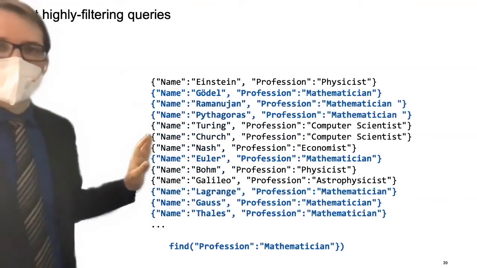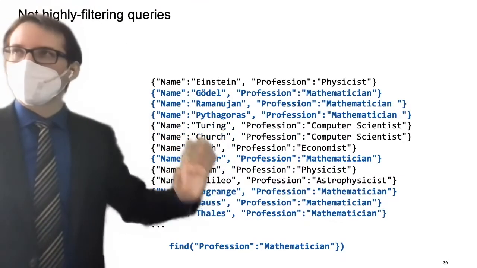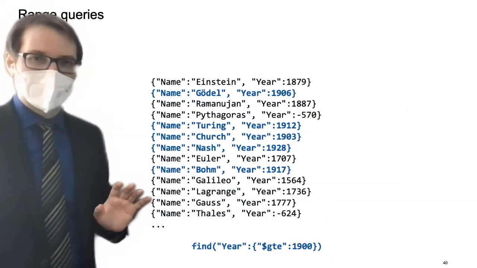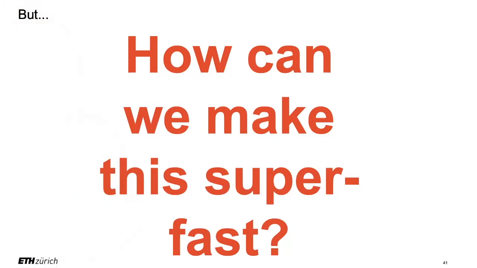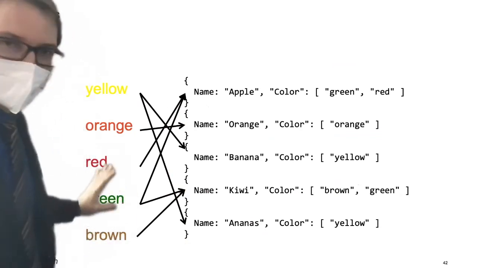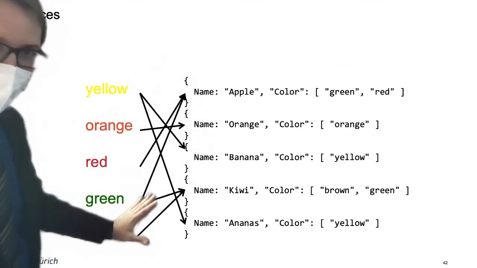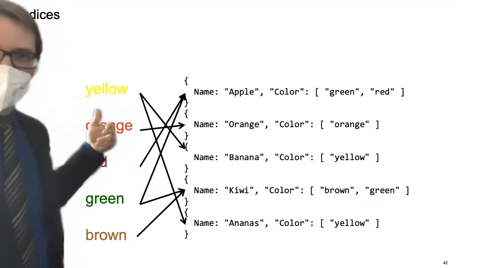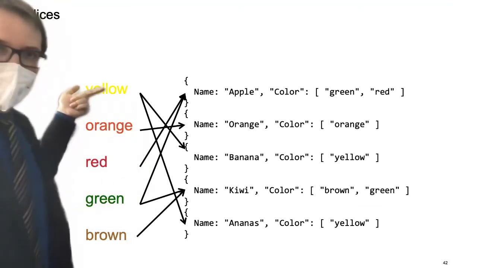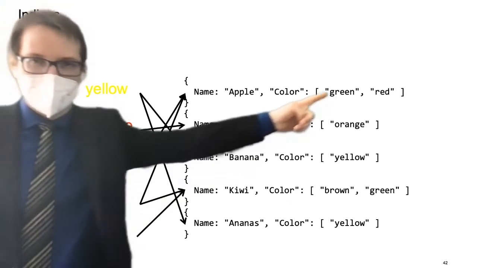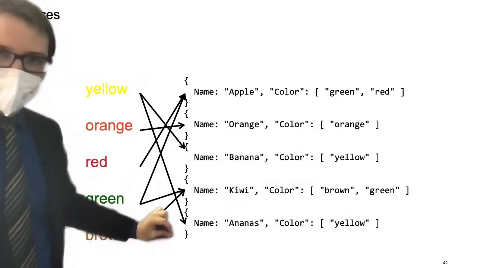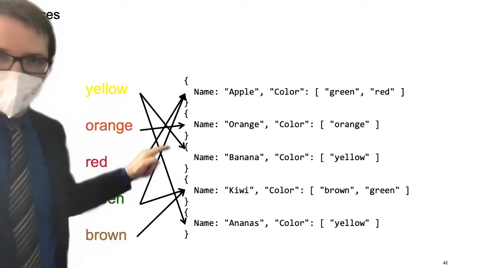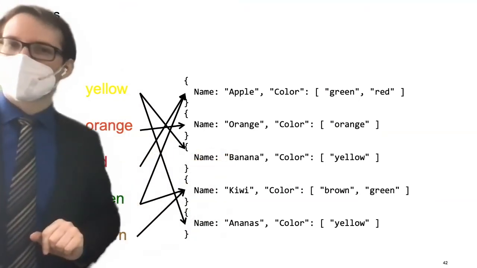So you need to understand these kinds of queries in order to understand how you can optimize them with indices. How can we make this sort of query super fast? And the answer is with an index. And an index works like this. It's a structure that you add on top, which takes time to build, of course. But basically, you have this list of colors, in that case, if you index by color, and every color points directly to the objects that have it. Like yellow, for example, points to banana and ananas, right?